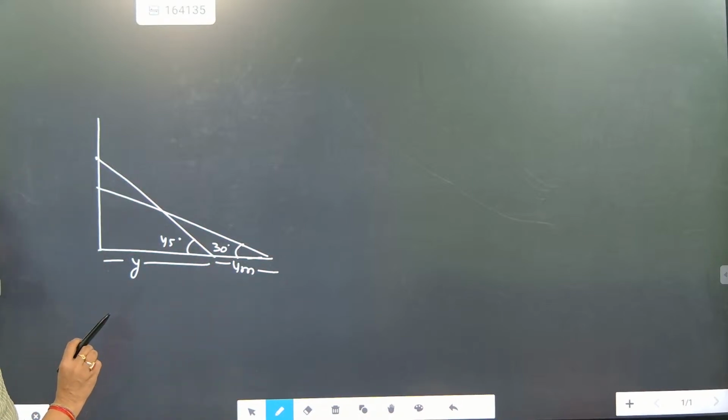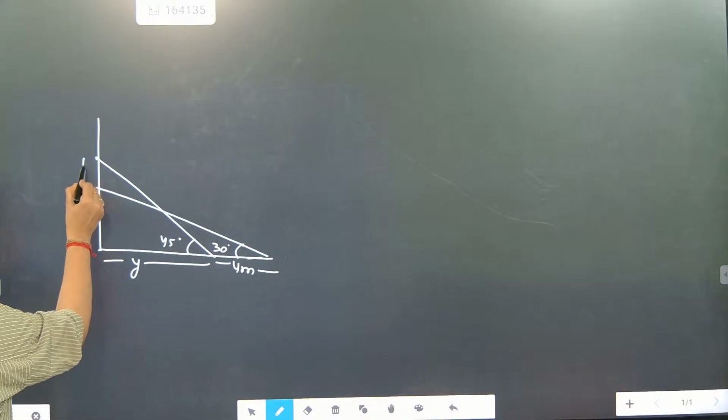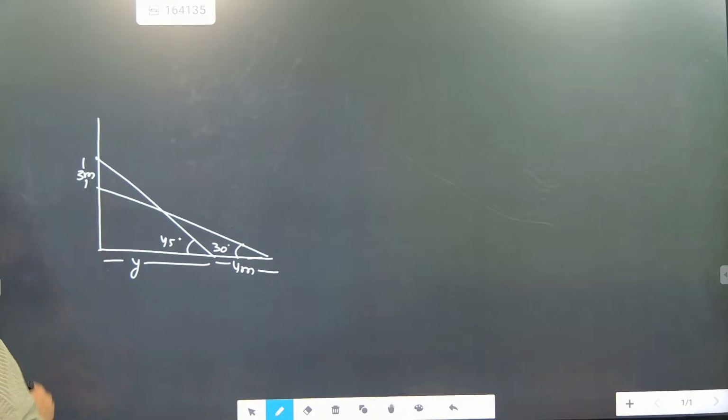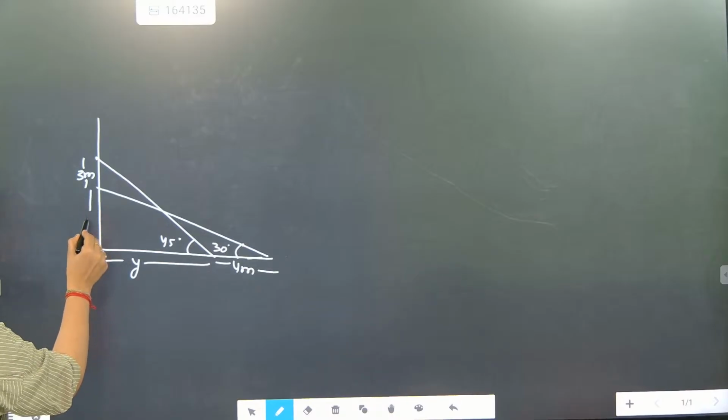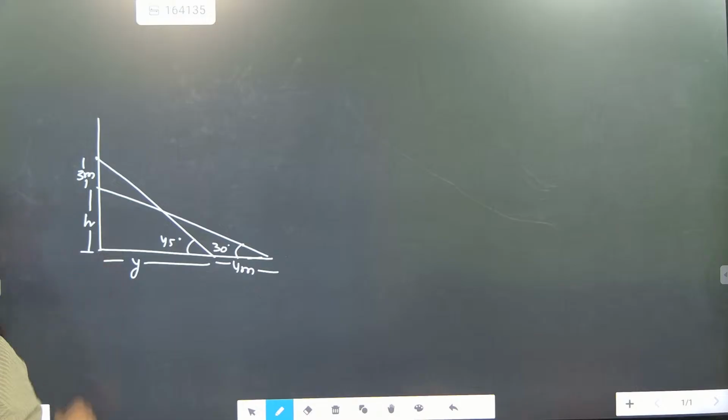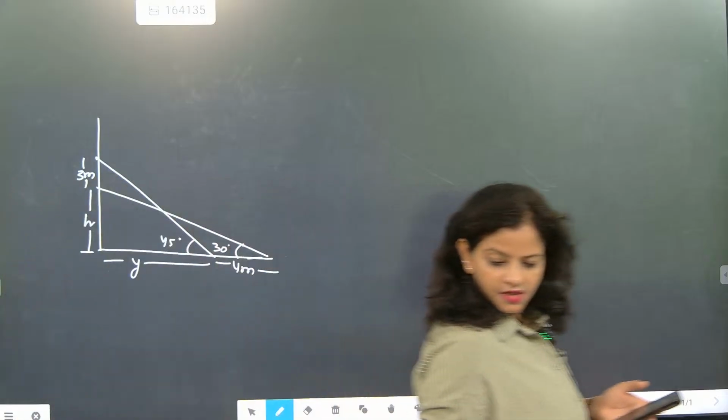If the top slides a distance of 3 meters down the wall, so this 3 meter shift is there. Okay? The final height of the top of the ladder from the ground, so this height they are asking, h. Come on, start solving the question, please.